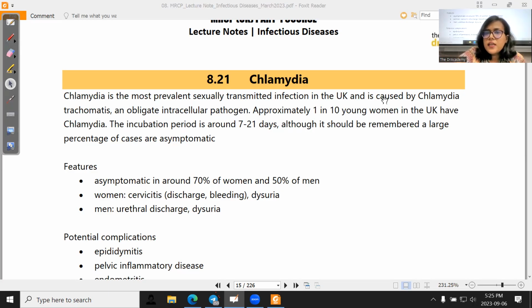Approximately 1 in 10 young women in the UK have chlamydia. Do you understand the severity of this condition? 1 in 10 women, it's very, very prevalent. Incubation period is around 7 to 21 days, although it should be remembered a large percentage of cases are asymptomatic, mostly women. Women are mostly asymptomatic for chlamydia infection. Men usually have the symptoms, okay?